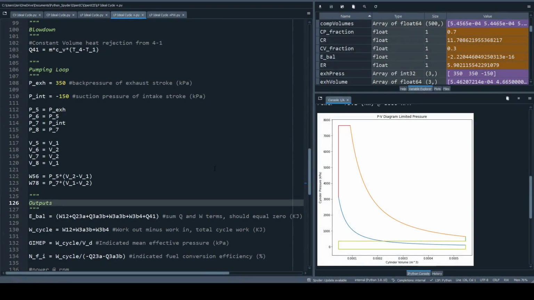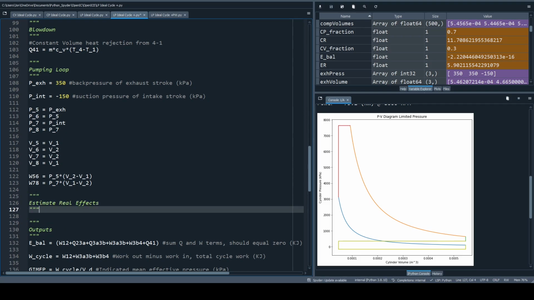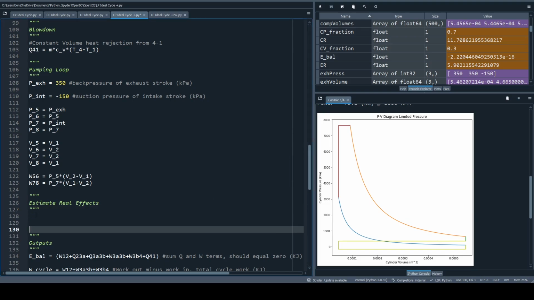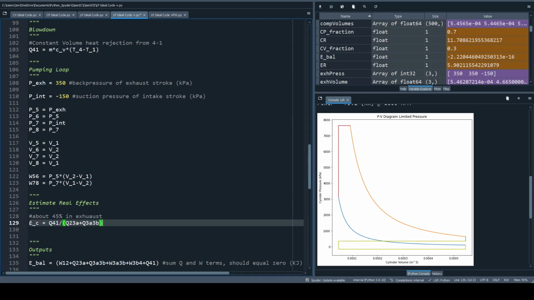All right, so in the code, we're accounting for real engine factors, which means I am going to add a new section in here. And we'll just do this between graphs and outputs. So estimating real effects. And the first one we were talking about is energy lost to the exhaust. So this is the E sub C, the exhaust coefficient that we were talking about. And I can throw this in right here. Like I said, this is already accounted for by the blowdown process, and we're still pretty much accounting from 4 to 1. The calculation hasn't changed, even though we have the pumping loop in there.